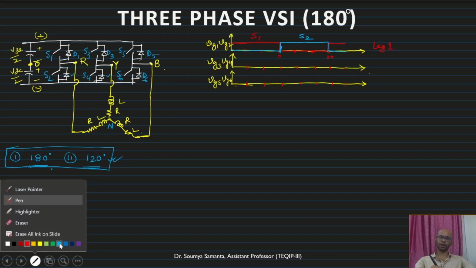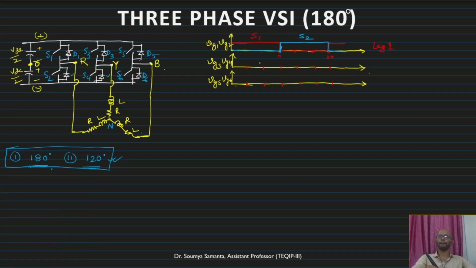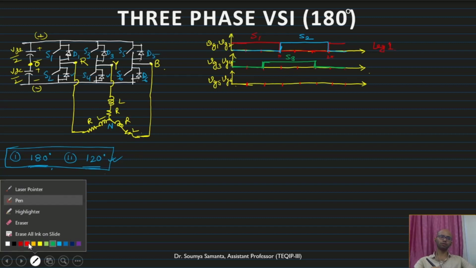Now let us find out leg 2. What will happen in case of leg 2? After 120 degree it will start. Switch 3 will turn on after 120 degree of switch 1 and it will remain in conduction for 180 degree and then it will remain turned off for another 180 degree. If you want, you can draw another 60 degree. Here also it will be off for 180 degree. So this is switch 3. Now what will happen? Switch 4 will be the complementary.